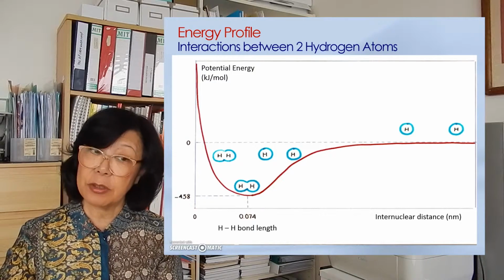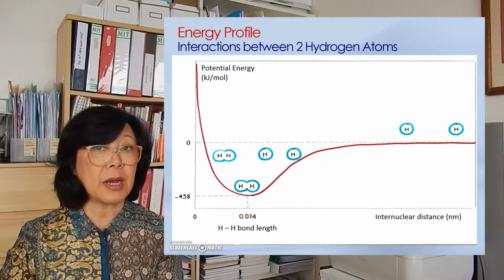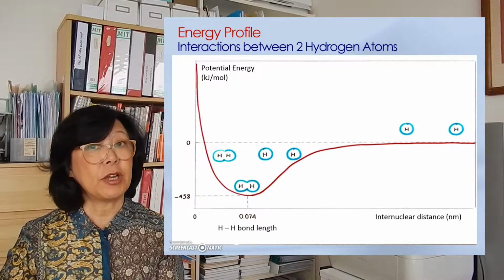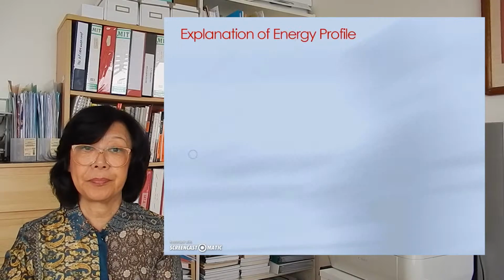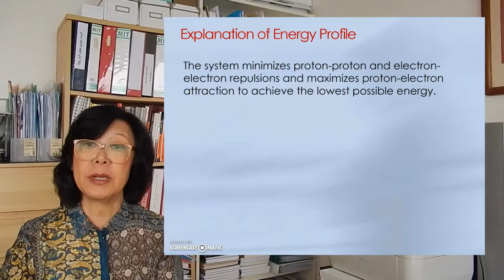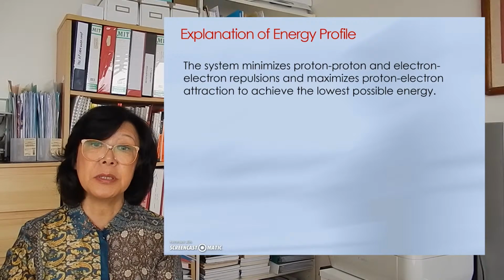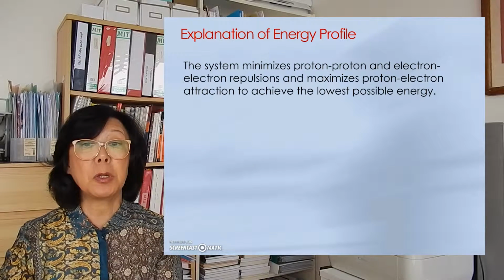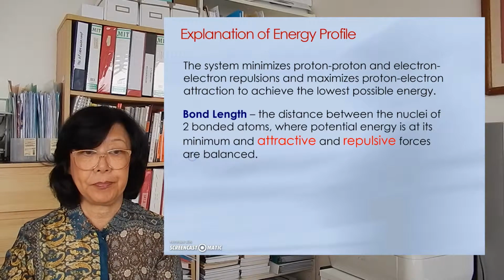Now, if they become closer than that, then there will be repulsion between the protons and protons and electrons, and these two hydrogen atoms will then go further apart, and then the potential energy will rise. The system minimizes proton-proton and electron-electron repulsions and maximizes proton-electron attraction to achieve the lowest possible energy.